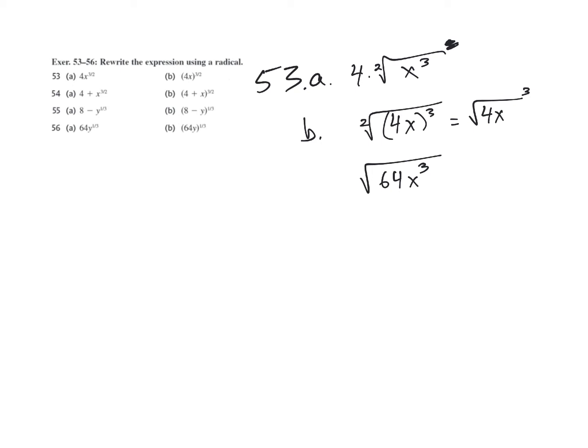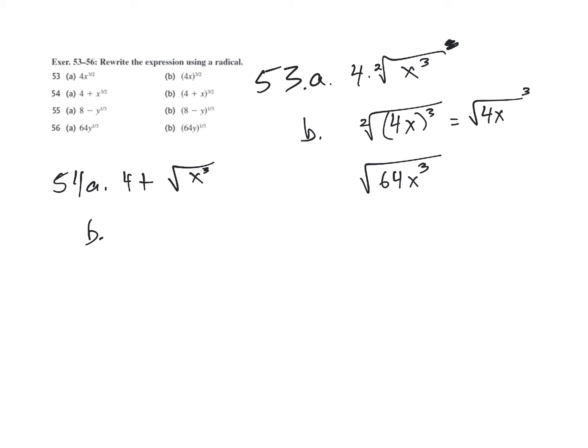Alright, 54. So 54a, you have 4 plus, and then the x has the fractional exponent. Alright, so there you have the radical, the fraction is on the x, so the bottom number is a 2, so it's the square root. We don't need to write a 2 if it's a square root. And then the 3 goes on the outside or inside. So if it's just one thing, you can go ahead and put it like that. So 4 plus the square root of x cubed.